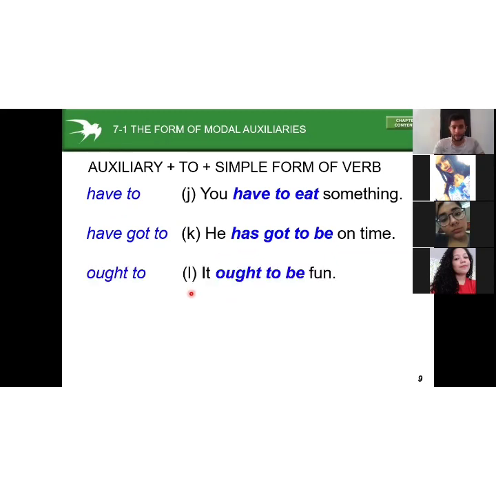All right? Now, this is a modal verb, ought to, and last time I told you what it meant, but we're going to review it again. So what do they have in common here?